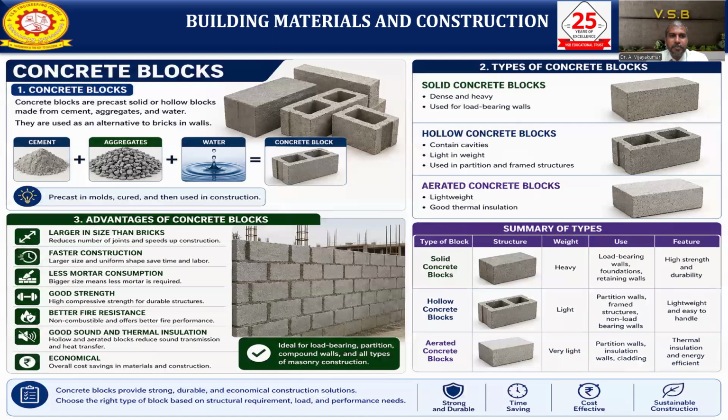Next will be concrete blocks. Concrete blocks are precast, either solid or hollow blocks, made of cement, aggregate, and water. They are used as an alternative to bricks or stone in walls. The composition is cement as one of the ingredients, with aggregate and water, to get a concrete block. It is precast in a mold, then cured, and then used for construction.